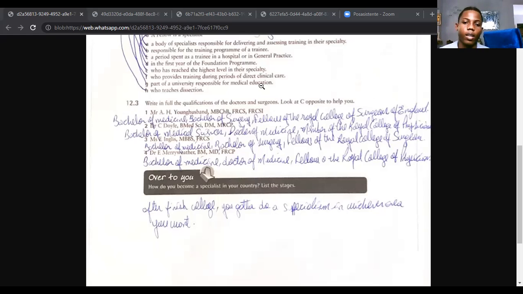Entonces está el overview: how do you become a specialist in your country? Cómo te comenzaste a ser un especialista en tu estado. Primero debes acabar la universidad y después hacer una especialidad en cualquier área que tú necesites o quieras hacer.